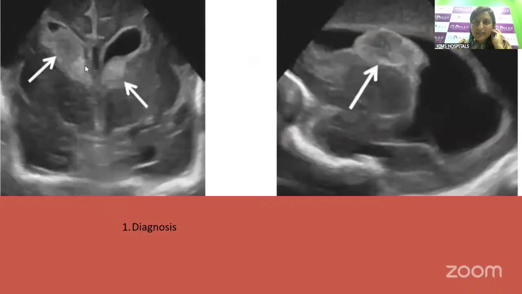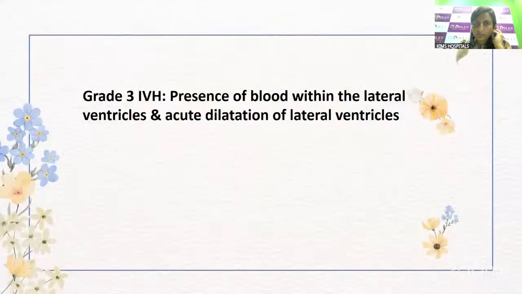So this is grade 3 IVH. There is also dilatation of ventricles, so this falls under grade 3 of IVH. Presence of blood within the ventricles with dilatation of lateral ventricles falls under grade 3.